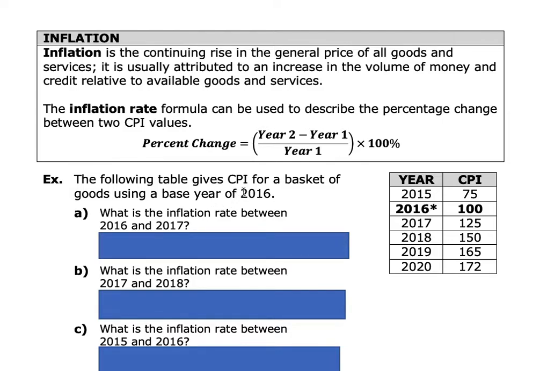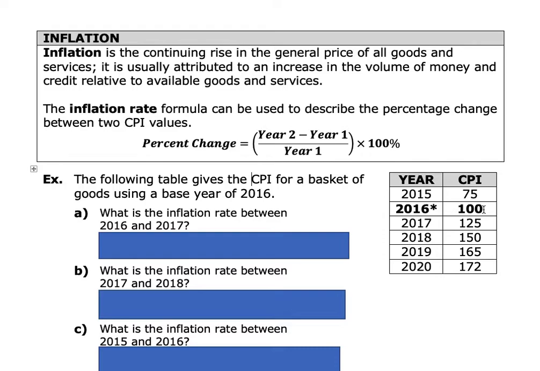Example, the following table gives the CPI for a basket of goods using the base year of 2016. So in 2016, we're setting this CPI value to 100. That's our index score base value. What is the inflation rate between 2016 and 2017?